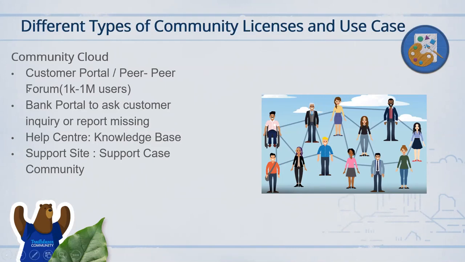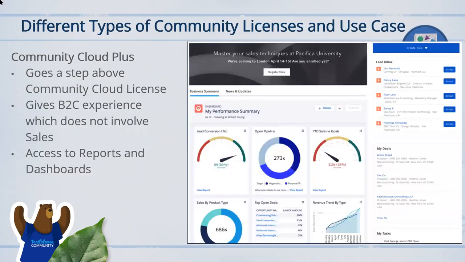Some of the use cases where you can use Community Cloud licenses: let's say you have a bank portal where users can report the loss of a card and get their card deactivated. Or there is a support site where customers can go and raise a case. Or there is a help site where customers can search help articles and knowledge articles to help themselves. The second type of license is Community Cloud Plus, which goes a step above the previous license that we discussed, which is Community Cloud.